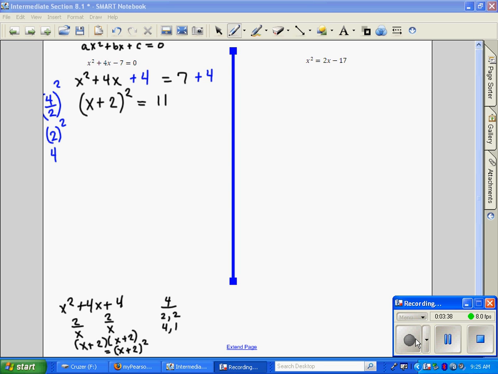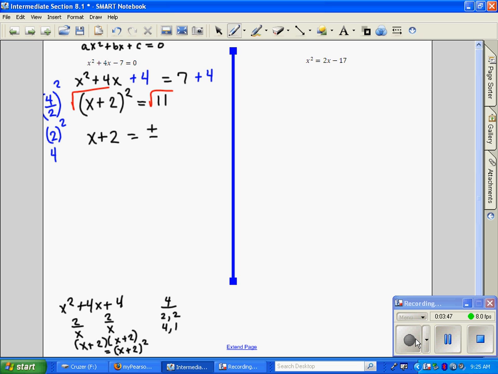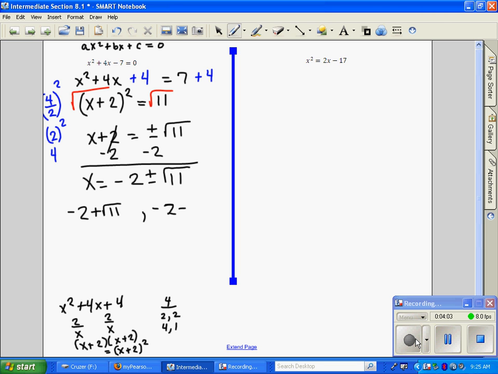Okay, now we continue from here. We take the square root of both sides, so then we get x plus 2 is equal to plus or minus the square root of 11. We get x by itself, so subtract 2. So we get x equals negative 2 plus or minus the square root of 11. If I had to break it apart, it's negative 2 plus the square root of 11, and the other one is negative 2 minus the square root of 11.